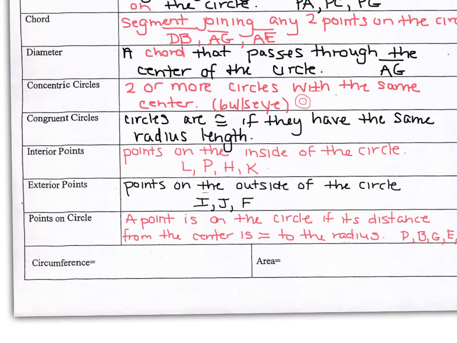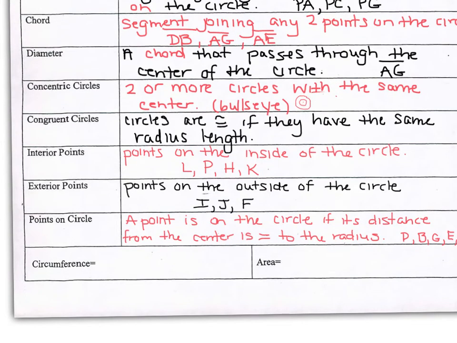Okay, and the last two, which I'm going to explain and go through a little bit more when I come back, are circumference and area. I know we've seen these before. But the circumference of a circle is equal to pi times diameter.